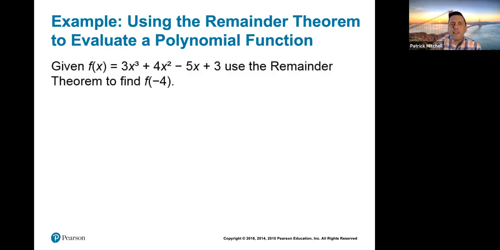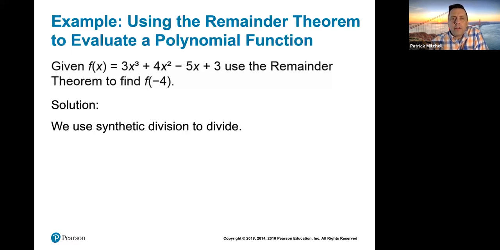In the meantime, we have this example. Given f of x equals 3x cubed plus 4x squared minus 5x plus 3, we want to use the remainder theorem to find f of negative 4. Now, if you're taking a class with me, this is the kind of problem where I will always check your written work, because I don't know if you use the remainder theorem unless I look at your written work. You could do this problem some other way and get the correct answer. And if I'm just checking the answer, I would never know.